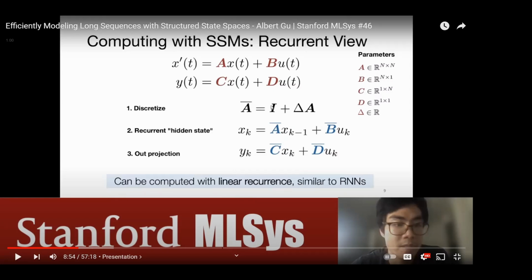But A bar is the identity plus this delta A, okay? So that's going to be the identity times this, so it's just your old state plus delta A times your old state. Okay, so basically, yeah, it's just your old state plus, you know, whatever the change is. What he completely omits is all the gnarly math for how do you integrate this equation, you know, x prime.